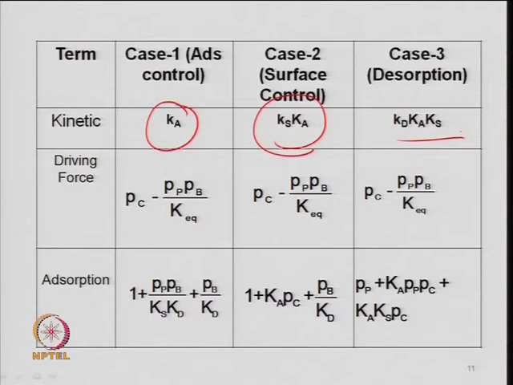Driving force depends on the difference of the concentration. So, P_c minus P_p P_b upon K equilibrium, P_c minus P_p P_b upon K equilibrium, and this is again the same. When the reaction is at equilibrium, the net rate of reaction is 0, right. This is the definition you get from thermodynamics.